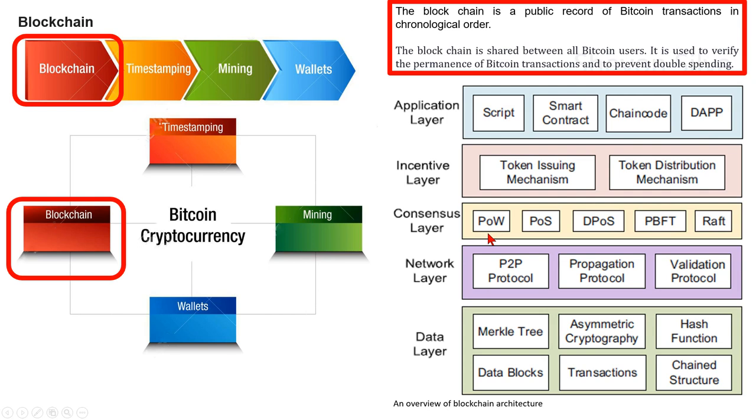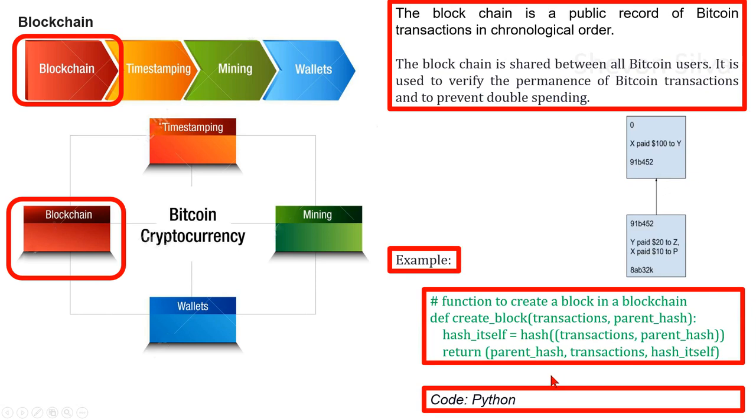In that you can see POW, POS, DPOS, PBFT and Raft. Below that you can see the network layer. It includes P2P protocol, propagation protocol and validation protocol. Below that you can see the data layer. It includes a Merkle tree, asymmetric cryptography, hash function, data blocks, transactions and chain structure.